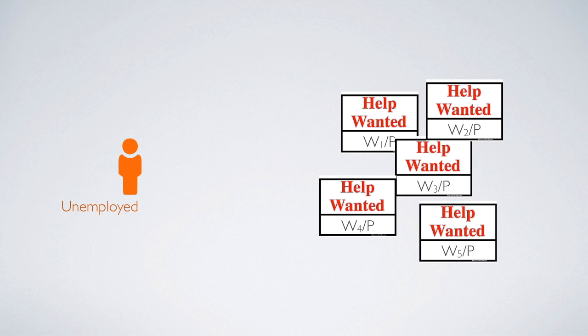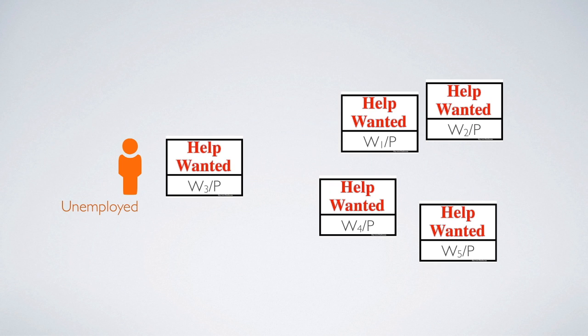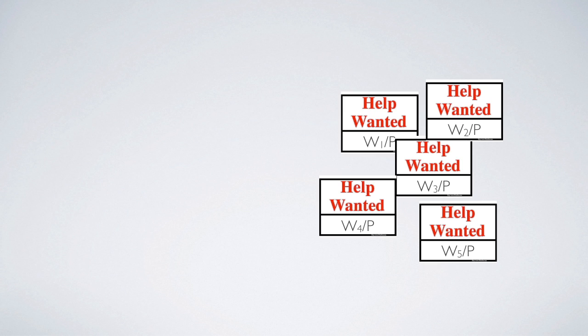Whenever an unemployed worker bumps into a possible job offer and he rejects the job saying that the wage rate is too low, basically, too low means that he's comparing this job offer wage rate W3 over P with some kind of reservation wage threshold. We denote it as W star over P. So whenever the wage offer is lower than that reservation threshold, then it means it's too low for him. Therefore, he will reject the job.